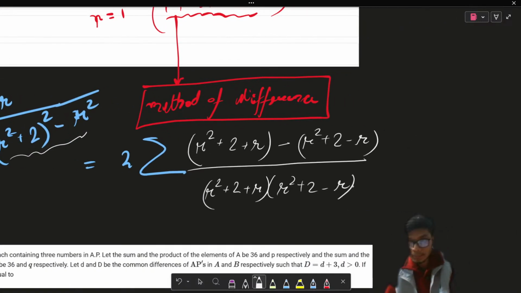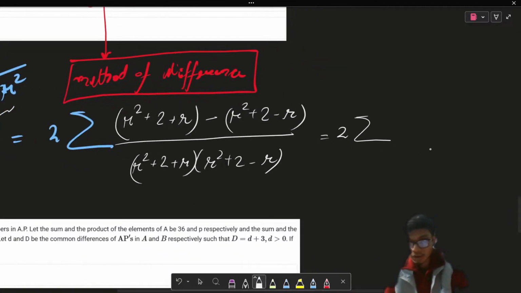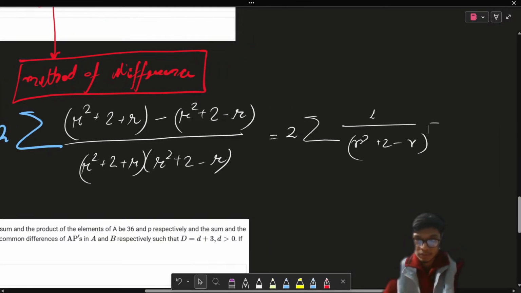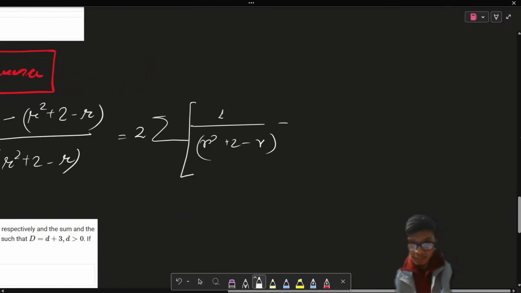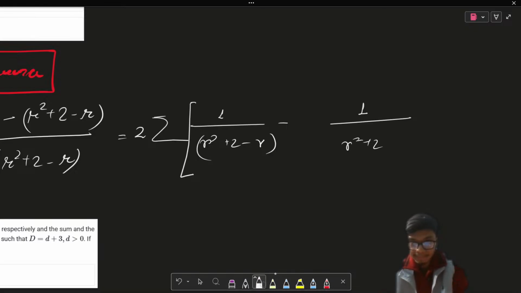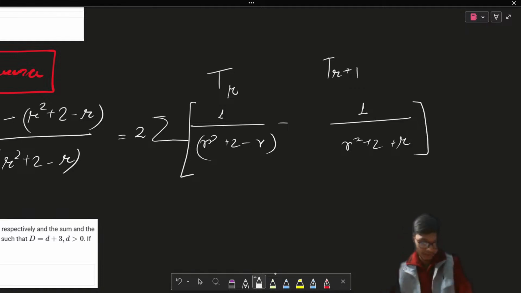This would simply equal 2 times the summation of 1 by r square plus 2 minus r, minus, so now we are able to separate this in terms of a 2-term difference, 1 upon r square plus 2 plus r. Simple. So if this is p of r, this is p of r plus 1. That is the main idea over here.